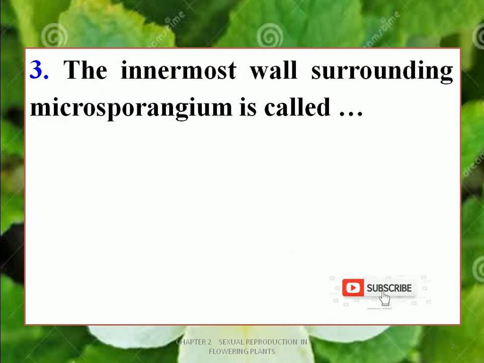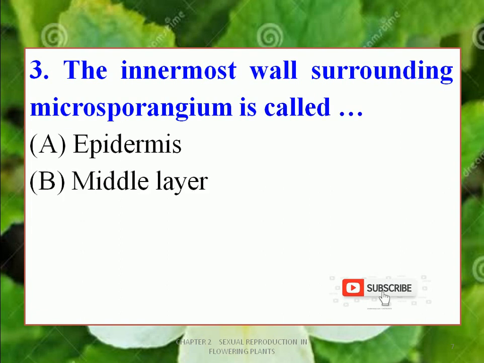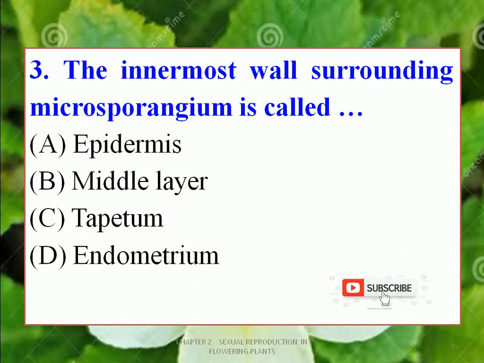The innermost wall surrounding microsporangium is called dash. Yes, what is the name of the innermost wall surrounding the microsporangium? A. Epidermis. B. Middle layer. C. Tapetum. And D. Endometrium. The correct option is C. Tapetum. The innermost wall which surrounds the microsporangium is named as tapetum. Okay, so let's move to the next.